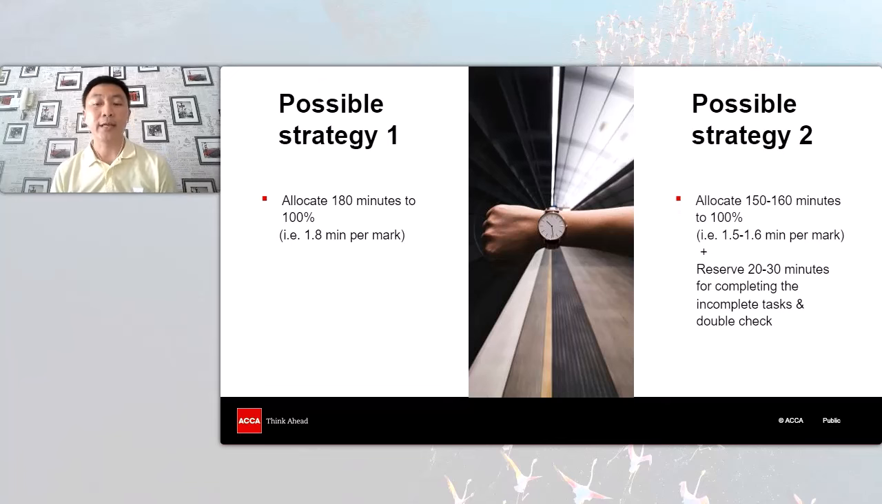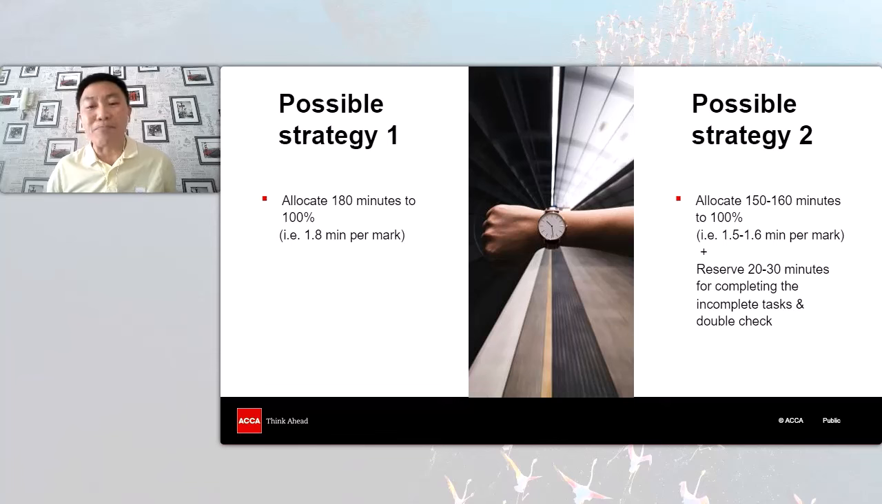Take a look at this. I would suggest you cut the 3 hours into 2 parts. The first part takes about 2.5 hours, which I will consider to be between 150 to 160 minutes approximately. So you spread this time across 100 marks. You therefore will get about a minute and a half to 1.6 minutes per mark.